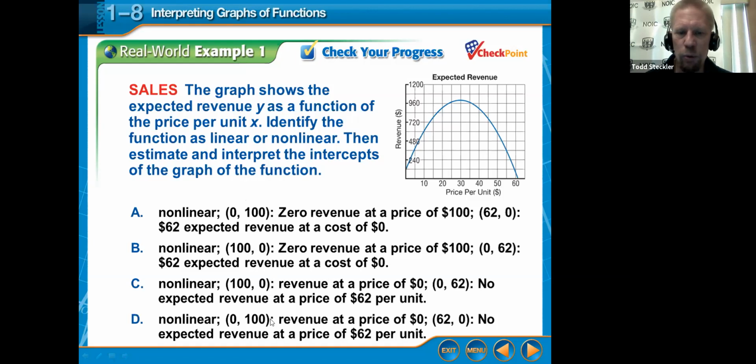And now, which of these two interpretations is correct? Well, what this means is that $100 is a revenue. So the revenue is $100 when the price per unit is $0. But letter A doesn't say that. Letter A says 0 revenue at a price of 100. So that one's backwards. So the correct interpretation of these intercepts is letter D.